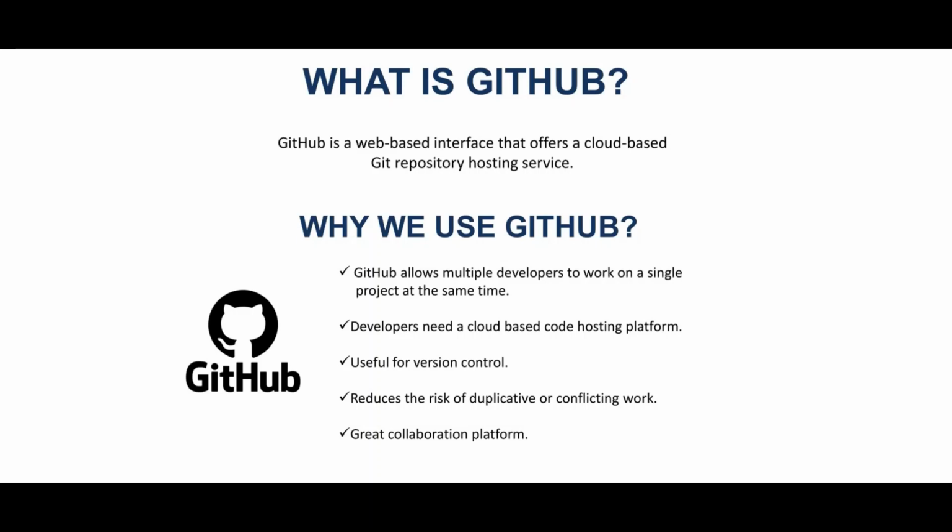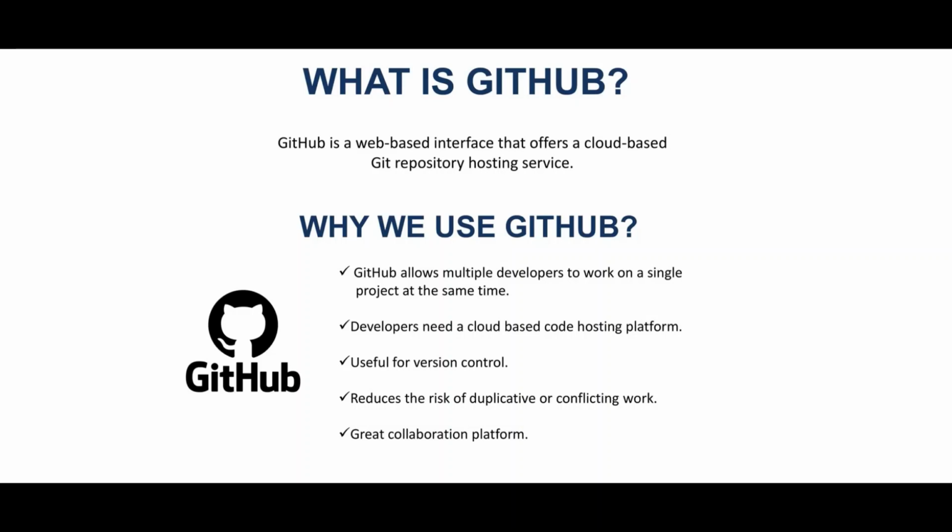Now what is GitHub? GitHub is a web-based interface that offers a cloud-based Git repository hosting service. In short, GitHub is a code hosting platform for version control and collaboration. Now the question arises, why do we use GitHub? We use GitHub because it allows multiple developers to work on a single project at the same time.